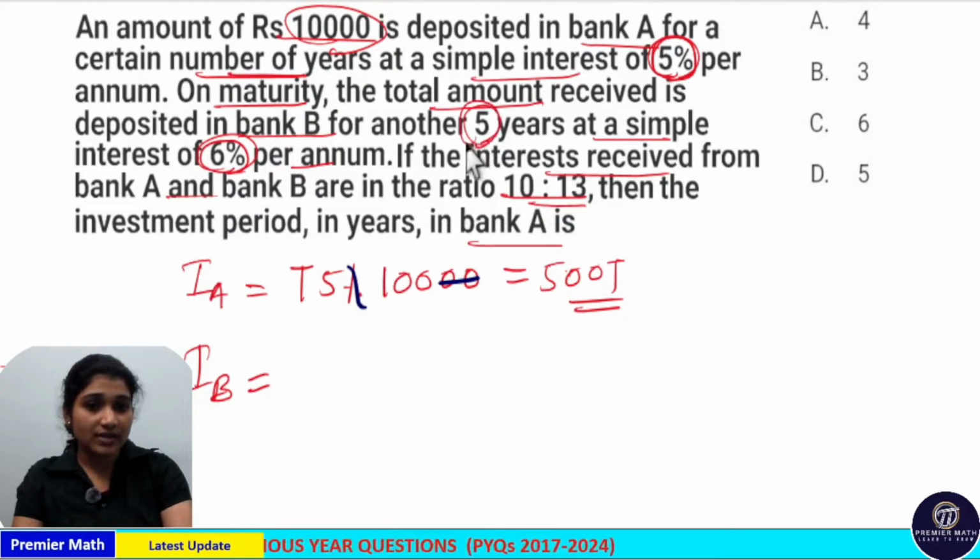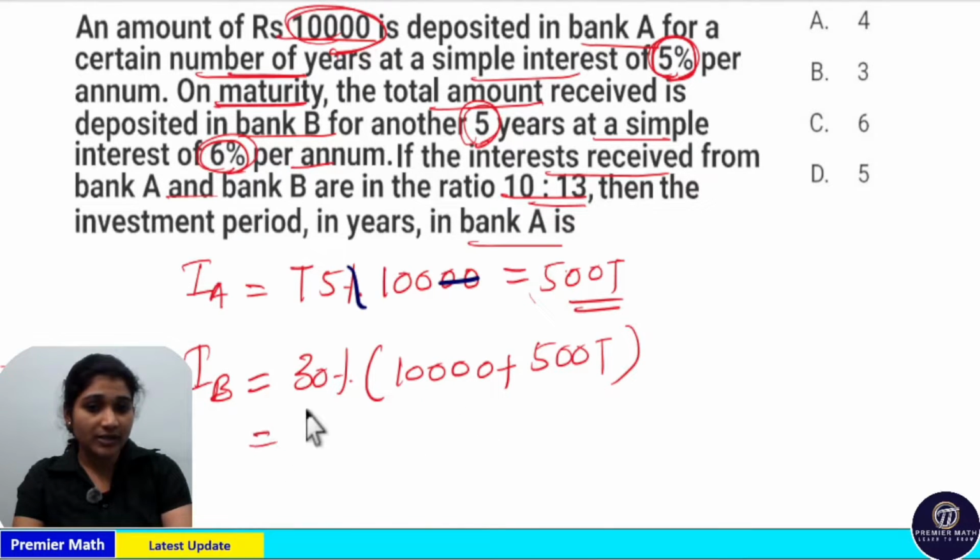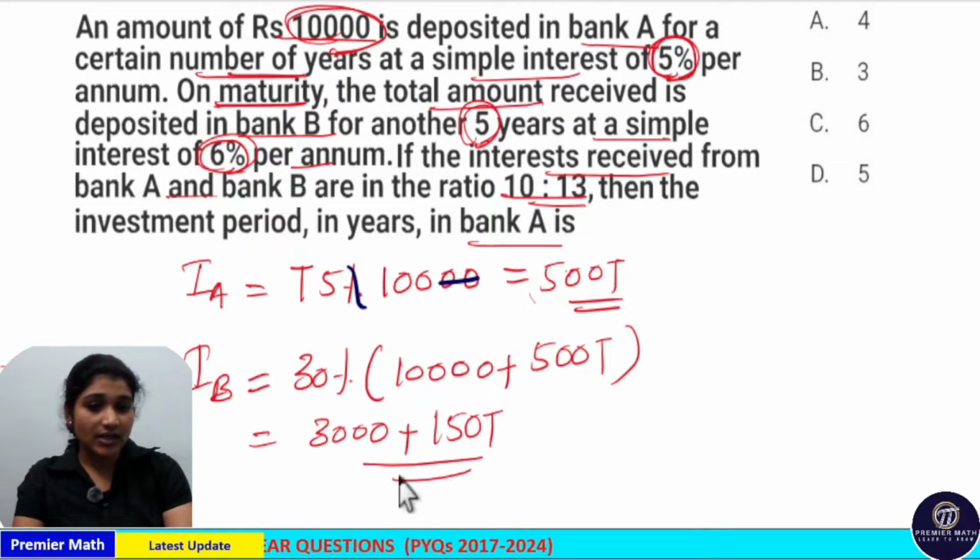Now, the interest received from bank B is, for 1 year, 6% of the investment. Then for 5 years it is 6 into 5, 30% of the investment. Here the investment means the maturity amount from bank A. The maturity amount from bank A is the initial investment 10,000 plus the interest received from bank A, 500T. So 30% of the maturity amount means 30% of 10,000, the double zeros cancel, 30 into 100, which is 3,000, plus 30% of 500T, the double zeros cancel, 30 into 5 is 150, so 150T. This is the interest received from bank B.